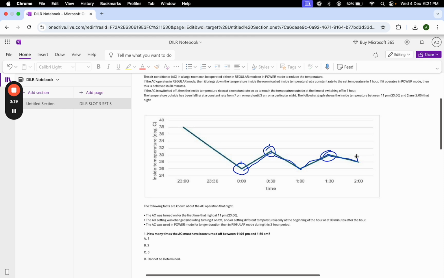28. Cool. So this means the AC was on for this 1 hour, the AC was on for this 30 minutes, and then again the AC was on for this 30 minutes. So the total operation time of the AC is 2 hours. This is what we know.